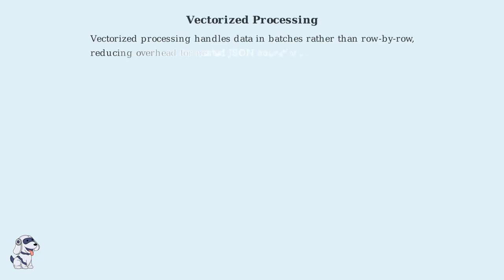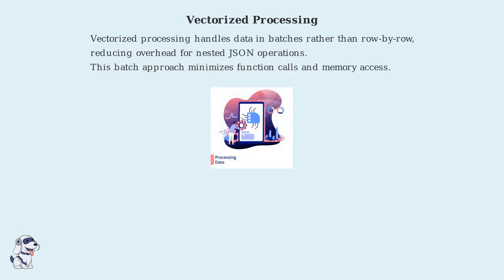Vectorized processing optimizes nested JSON querying by handling data in batches instead of processing each row individually. This approach reduces computational overhead by minimizing function calls and memory access patterns. For nested structures, vectorization means operations on entire arrays of values happen simultaneously, leading to significant performance gains.